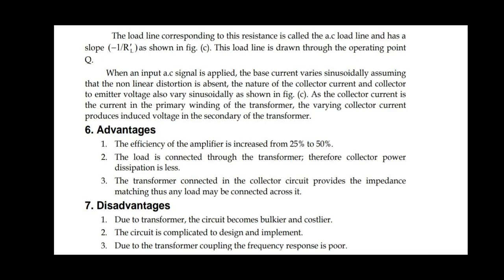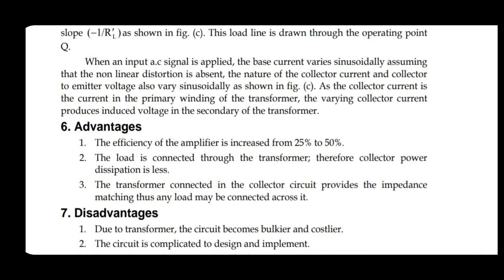When an AC signal is applied, the base current varies sinusoidally, assuming that non-linear distortion is absent. The collector current and collector to emitter voltage also vary sinusoidally, as shown in the figure. As the collector current is the current in the primary winding of the transformer, the varying collector current produces an induced voltage in the secondary of the transformer. The advantage of this is that efficiency increases from 25 to 50%.